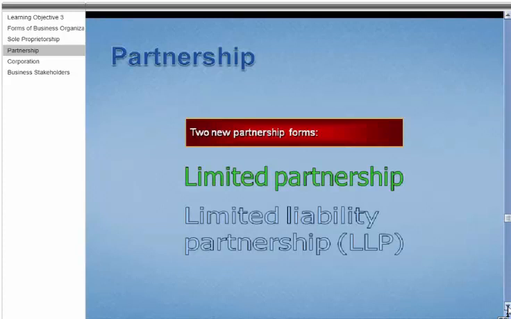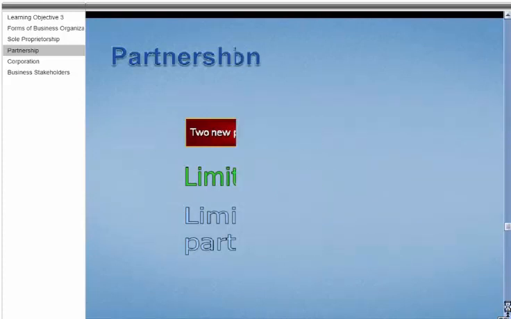Now there's also two additional new forms of partnerships. One's called a limited partnership. The other is called a limited liability partnership. In the cases where we have limited partners, there may be limited liability. That's the key with the word limited there. But in every one of their businesses, if it's a limited partnership, there still must be one general partner.